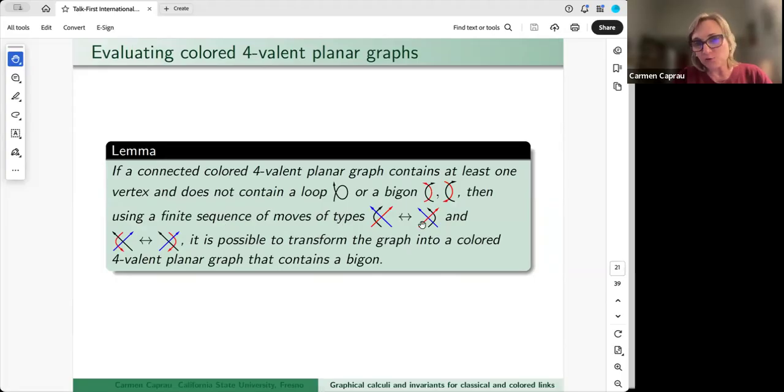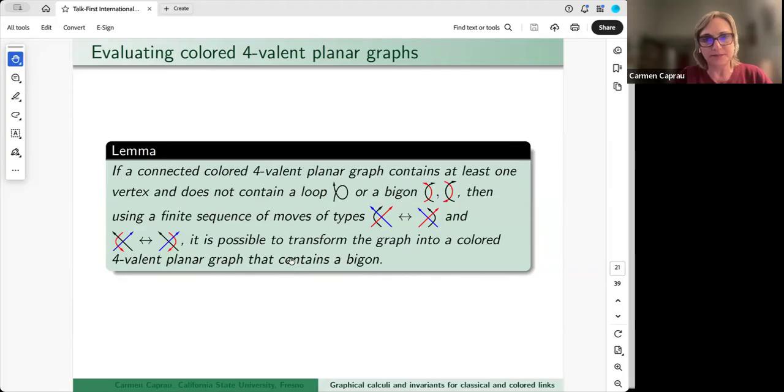And then using a finite sequence of these moves, either this from left to right or right to left, or the other one below, notice that they are different. The red arc is here oriented differently than the black arc here. So you can apply a finite sequence of such moves such that any planar 4-valent graph that does not have a kink or a bigon, you can transform it so that at the end you will get a bigon.